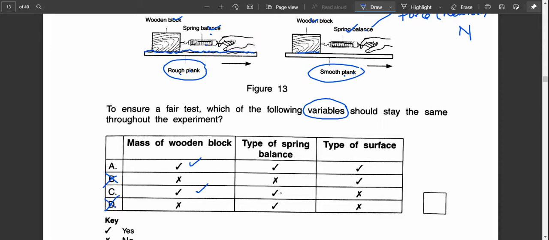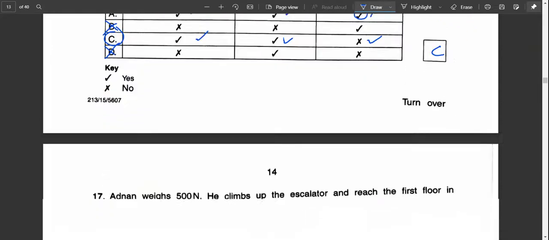Type of spring balance must also be the same, so that one is correct. And then you're comparing between the rough and smooth plank, therefore this one should not be the same, therefore the answer is C. So this one is not, because if you're using the same type of surface then there's no point of doing the test at all. So the answer is C.